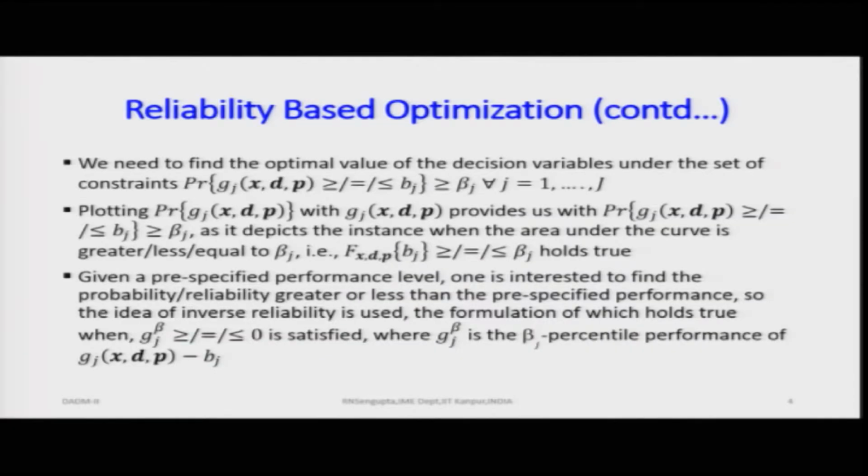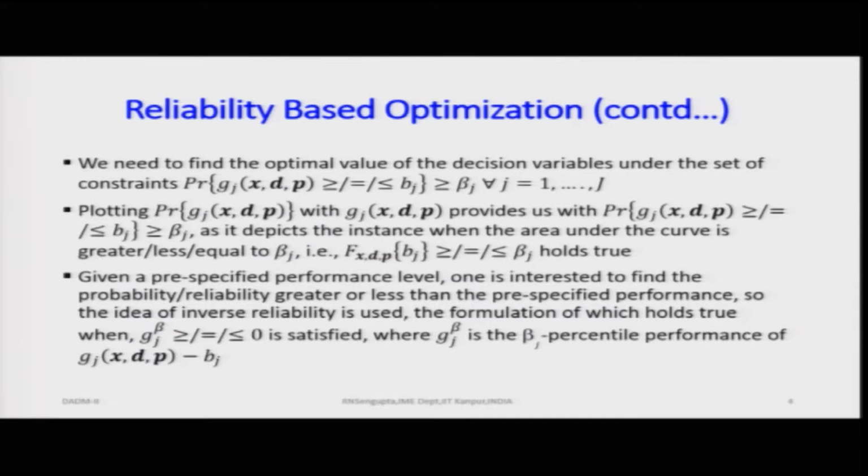Now, if you want to plot the values with the corresponding values of the actual functional form which is Gj, in one case you want to plot those values of the constraints, and in the other case you want to find out what is the probability that those constraints are greater than or equal to some boundary value which you have set for yourself, which is bj. Once you are able to plot it, it will basically depict the instances when the area under the curve is greater than, less than or equal to beta j, depending on what values of beta j you have considered and what equality signs you have considered.